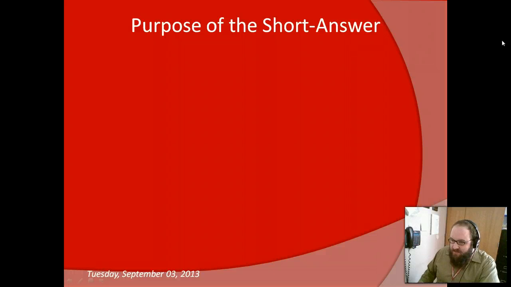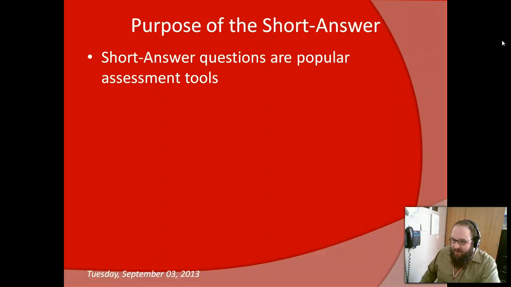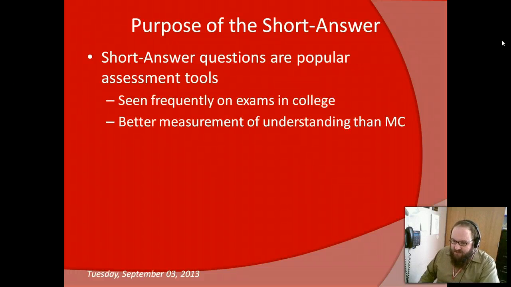The purpose of the short answer. Short answer questions are popular assessment tools. That should seem apparent to you, since they've been on every state English test that you've taken in the last few years. But they're also seen quite frequently on exams in college. It's because they're a better measurement of understanding than multiple choice questions. It's that open-ended response versus selected response.